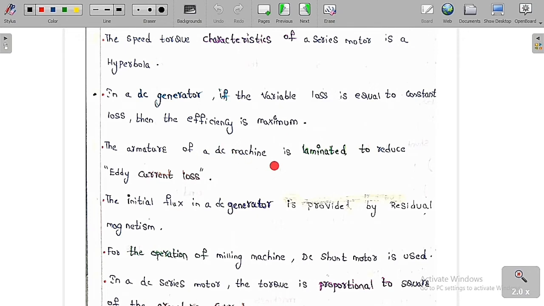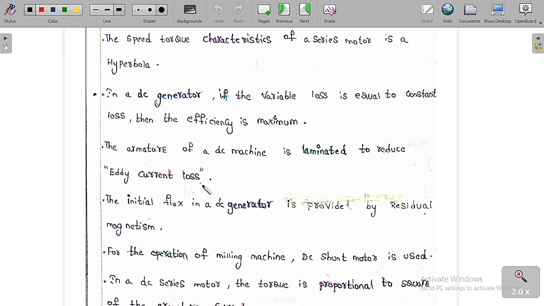The armature of a DC machine is laminated to reduce the eddy current loss. I've already told you, in a DC machine, the yoke is not laminated, but the pole is laminated, and also the armature core is laminated. So why are we going to use the lamination? Because to reduce the eddy current loss.